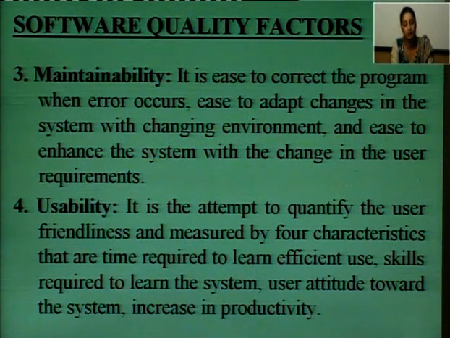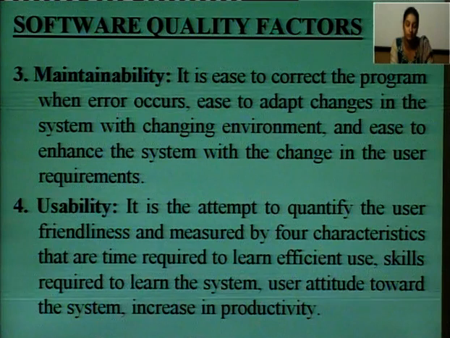The last one is usability. It is an attempt to quantify user friendliness and is measured by 4 characteristics: time required to use it, skills required to use it, ease of understanding, and increase in productivity. All these things lead to usability. It is a friendly environment provided to the user, known as usability. All of these should be high to make the quality factor good and make the software quality good.